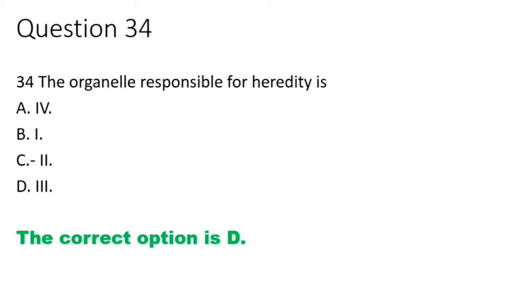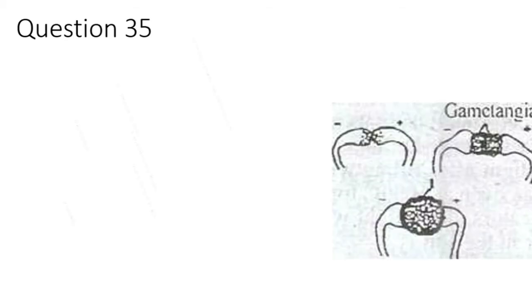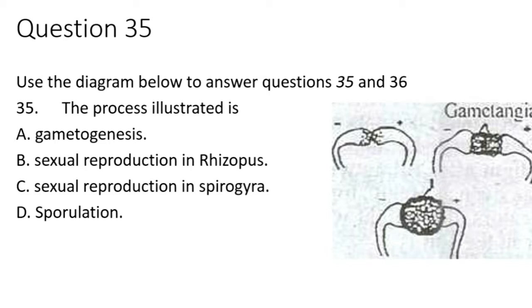Question 35 and 36. Look at the diagram very well. There are two hyphae here. This one is negative and this one positive. They come together, they have formed gametangia, and then there is a fertilization here, a zygote is being formed here, and a thick substance surrounding it.